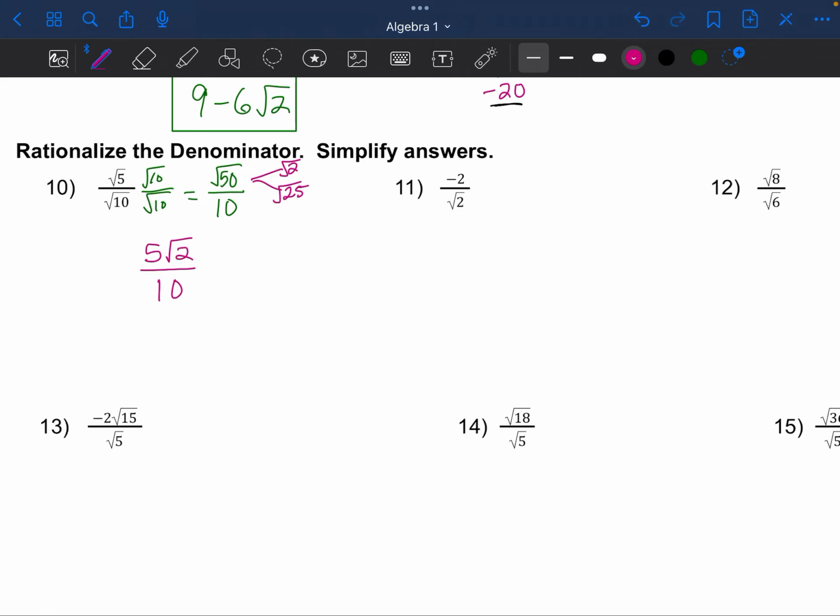Not done yet. This one's tricky. We can take out a 5. We can divide by 5 on top. Divide by 5 on the bottom. And we're left with 1, but you don't have to write it. Square root of 2 over 5.